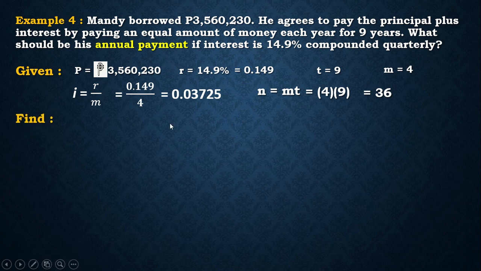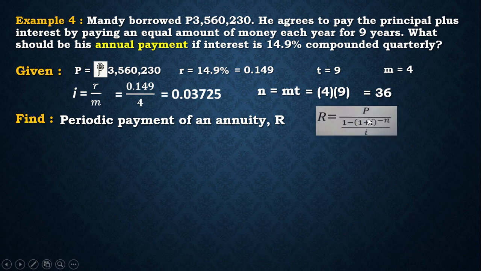Next step, find the periodic payment of an annuity R, in which we'll be having the present value. Earlier in example number 3, the F stands for the future value. This one is the present value. So we have R, or the periodic payment of an annuity, that is equal to the present value P divided by 1 minus the quantity of 1 plus i raised to negative n, divided by i. Again, these i's are constant and should not be changed, and our exponent n will also be made negative later.